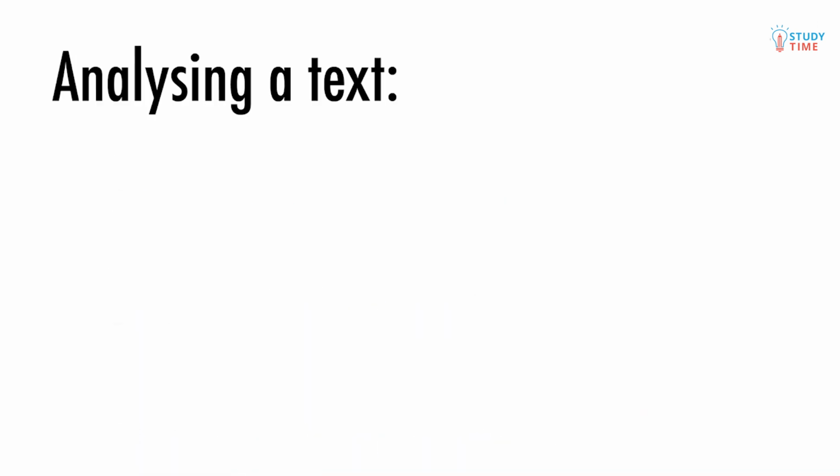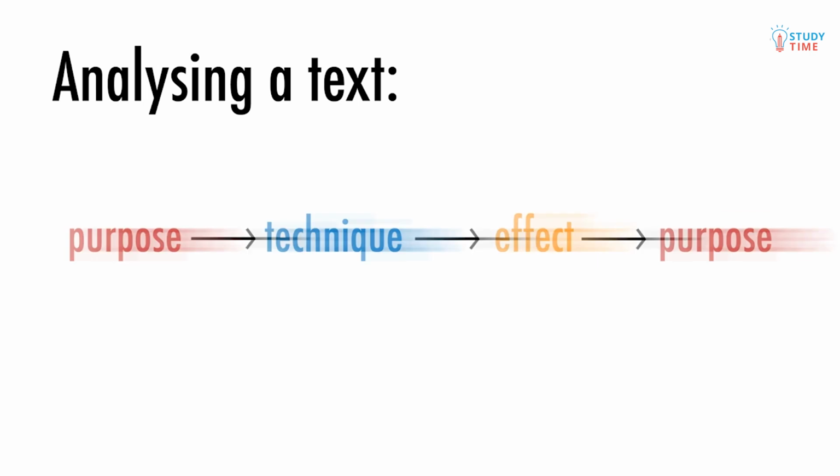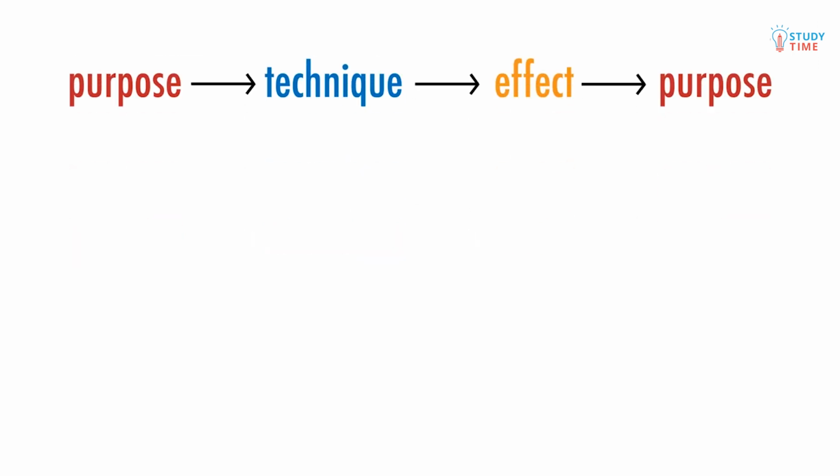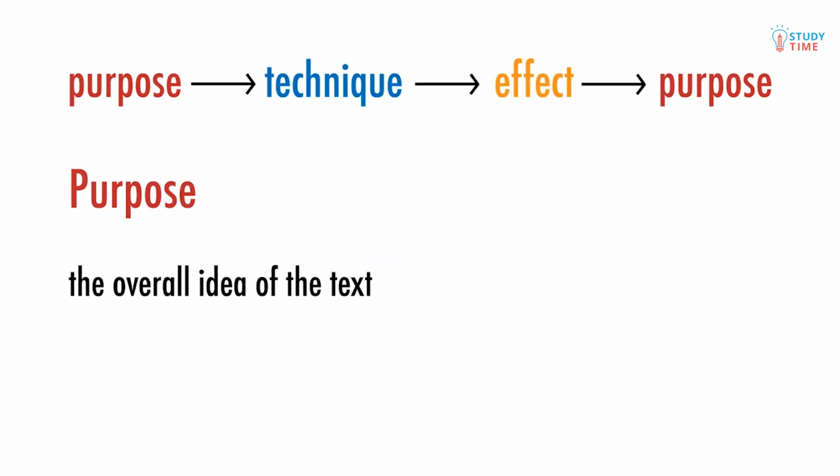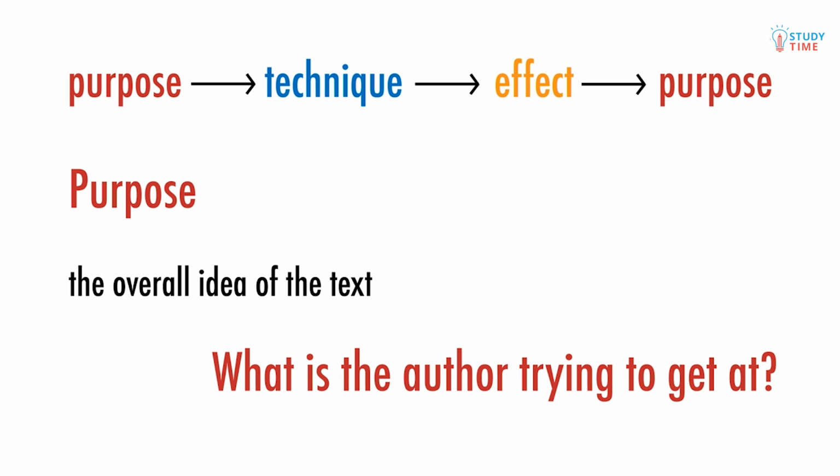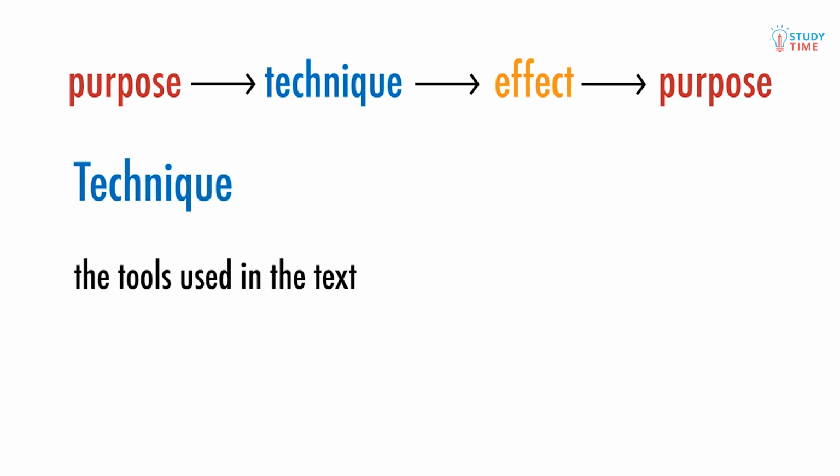A good way to analyze a text is to think of the following model: purpose, technique, effect, and purpose again. In this case, purpose is the overall idea of the text. What is the author trying to get at? The more you connect to and understand the purpose of the text and personally engage with the text, the better your analysis will be.